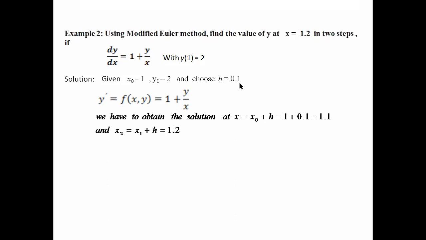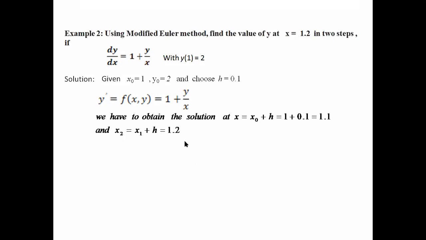We are choosing h is equal to 0.1 because it is asked to find the solution in two steps. And f of x, y means the right hand side of this differential equation. This f of x comma y is 1 plus y by x. There is a relation how the variables are connected. Now, the problem is to solve using the modified Euler method.